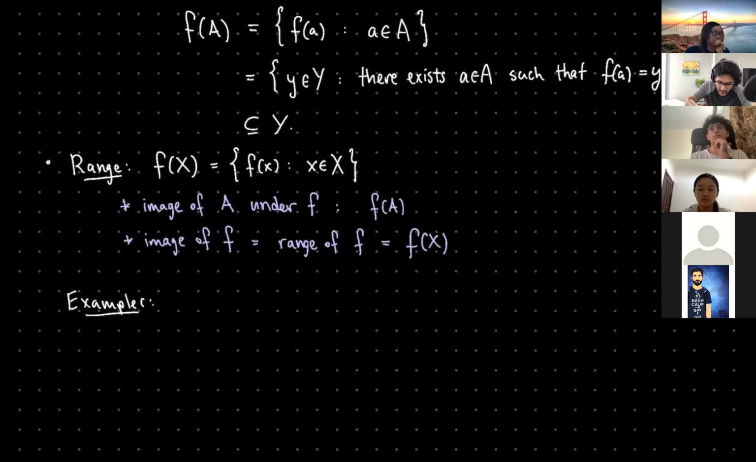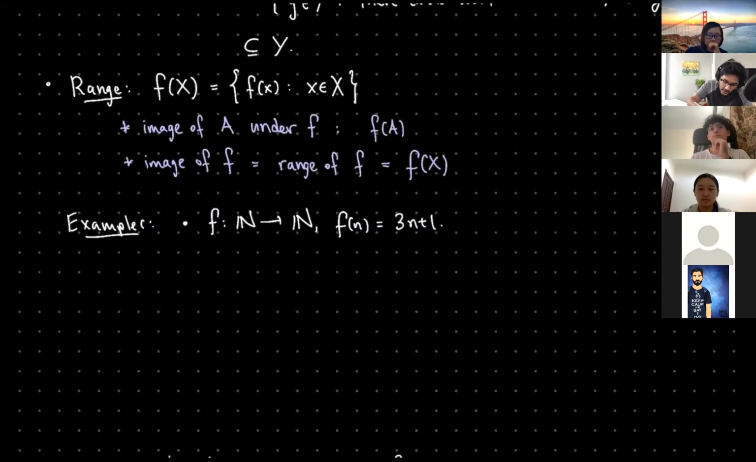Let's go back to our good friend from earlier, f from the natural numbers to the natural numbers, and let's just say F of n equals 3n plus 1, right? Let's calculate the image of this set, 3, 4, and, I don't know, 8. Image of this set under F.